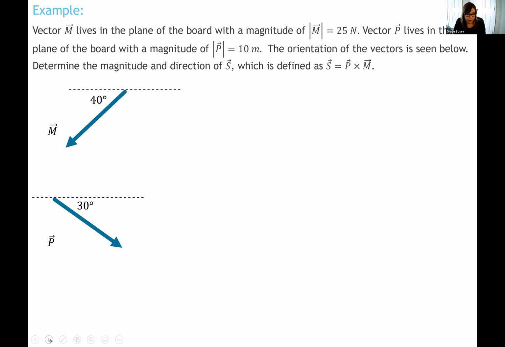Now we have the same vectors, M and P, same magnitudes, 25 newtons, 10 meters. They have the same directions as in the previous problem. This time, we want to talk about vector S. Vector S is P crossed with M. So it's slightly different. Remember that vector T was M crossed with P. How is vector S going to be different than vector T?